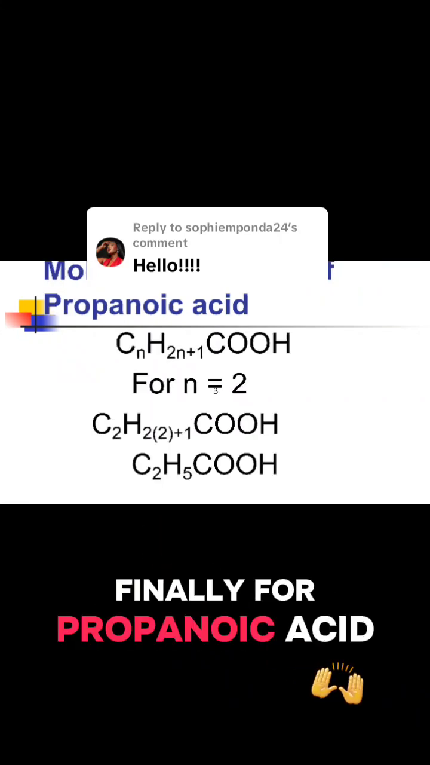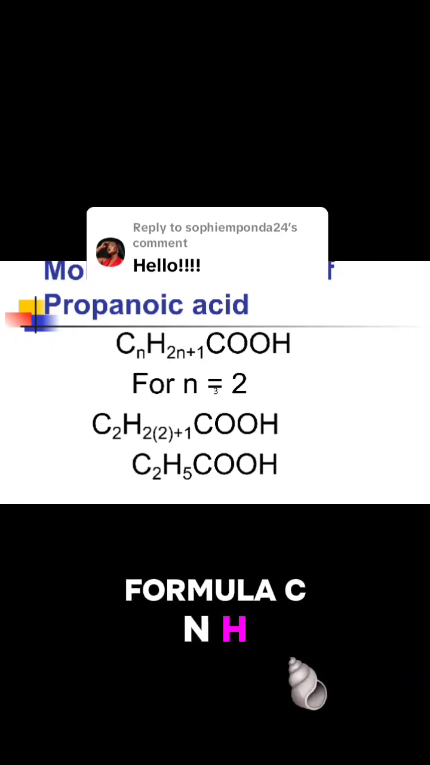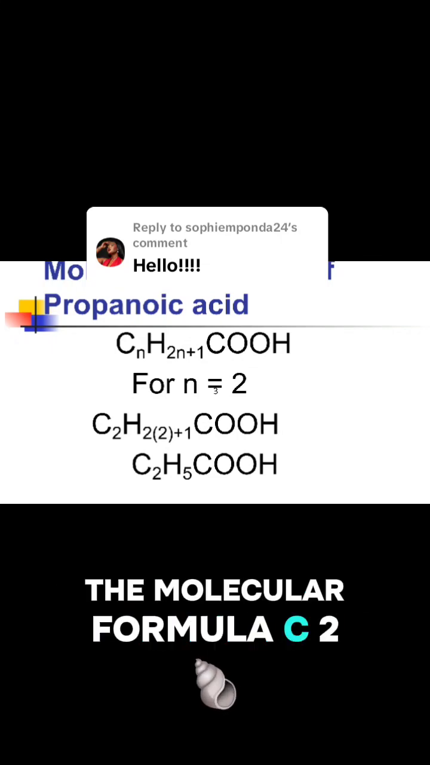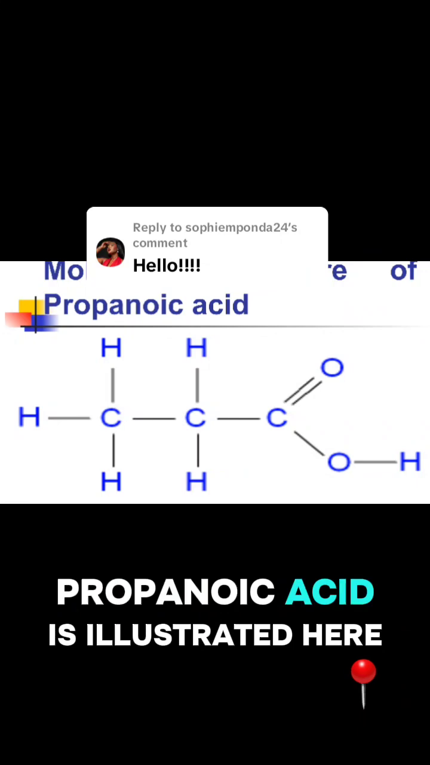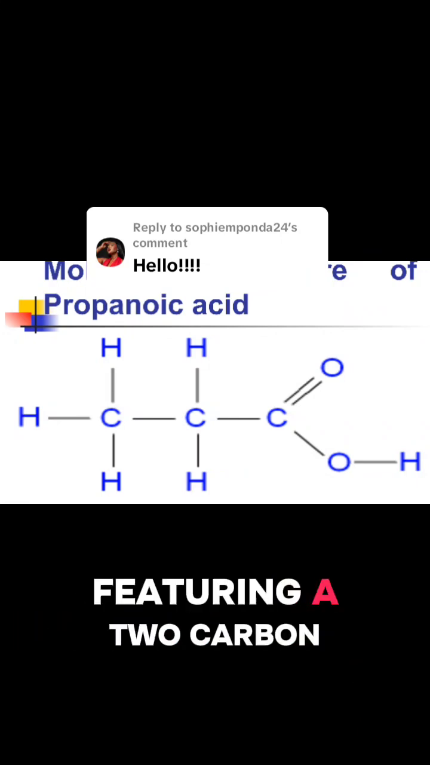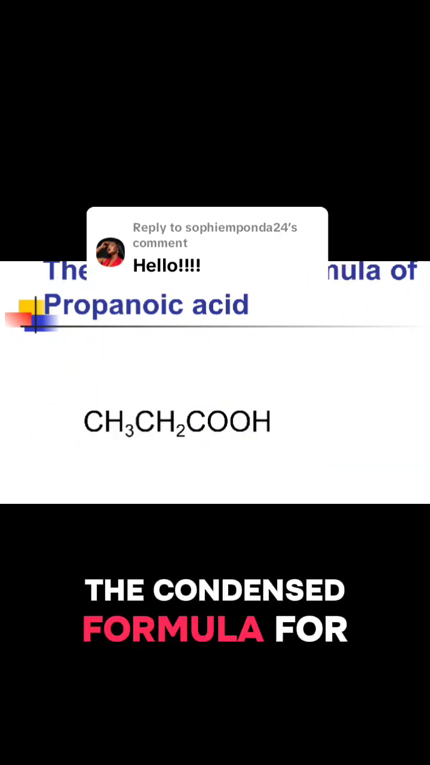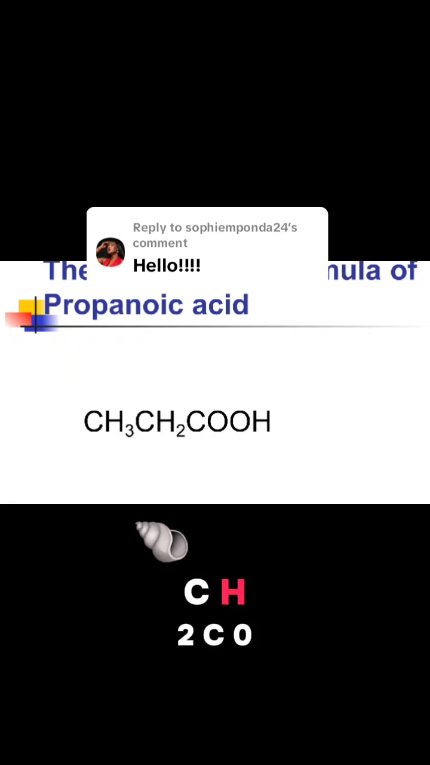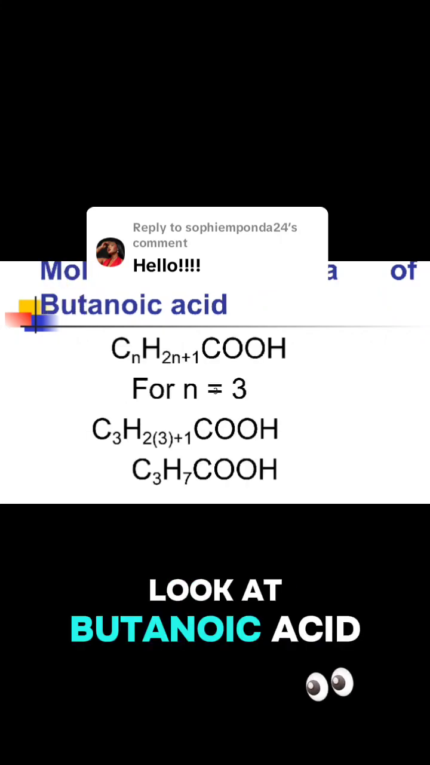Finally, for propanoic acid, setting n equal to 2 in the general formula, CnH2n+1COOH, results in the molecular formula C2H5COOH. The molecular structure of propanoic acid is illustrated here, featuring a 2-carbon alkyl chain bonded to the carboxyl group. The condensed formula for propanoic acid is CH3CH2COOH.